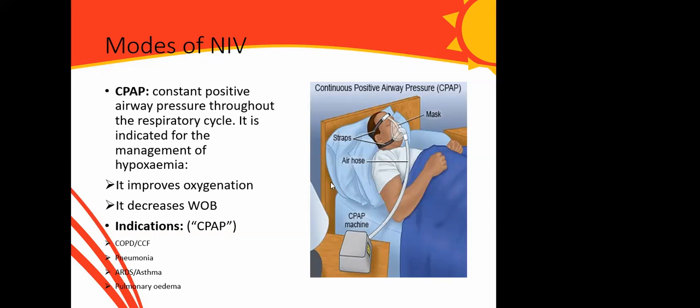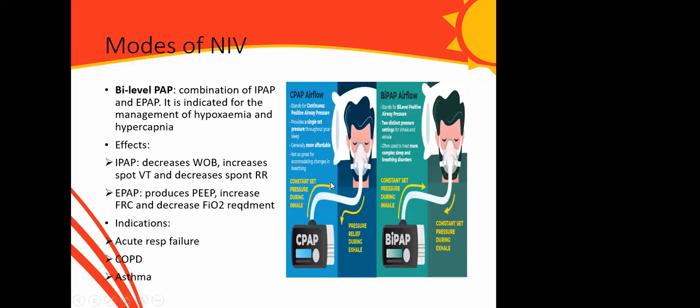So the second mode of delivering ventilation is what we call the bilevel PAP, that is bilevel positive airway pressure. This is a combination of inspiratory positive airway pressure and expiratory positive airway pressure, all right? Unlike CPAP, it is indicated for the management of both hypoxemia and hypercapnia. And we're going to look at the differences between CPAP and BiPAP in a little while.